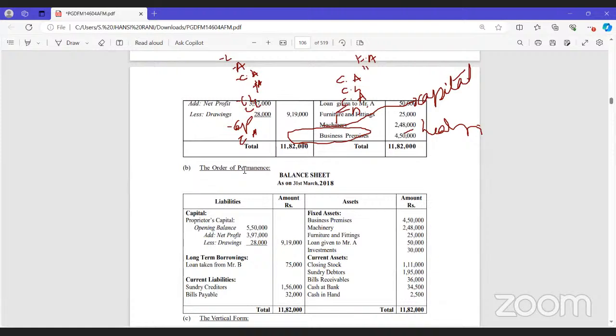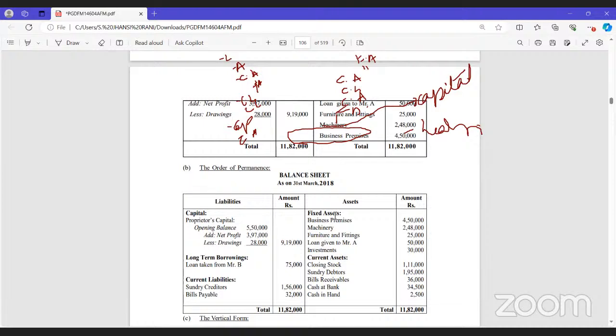So it will be the reverse of that one. First it will be capital. Next comes, into that capital we will add net profit and we'll deduct drawings. Then we have long-term borrowing, that is loan taken from Mr. B, current liabilities, sundry creditors, and bills payable.